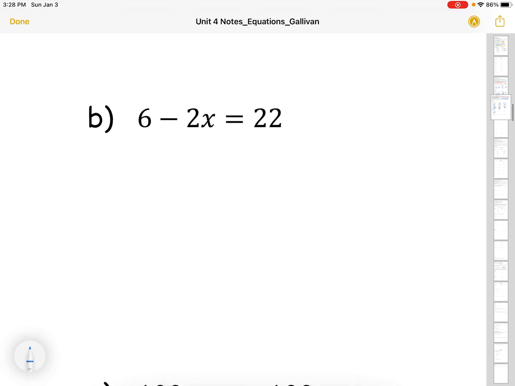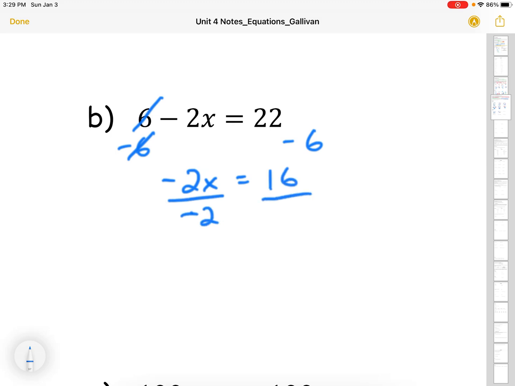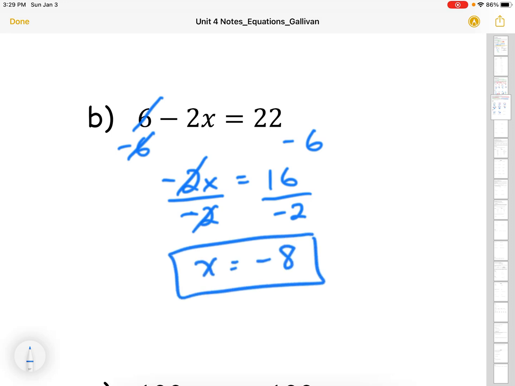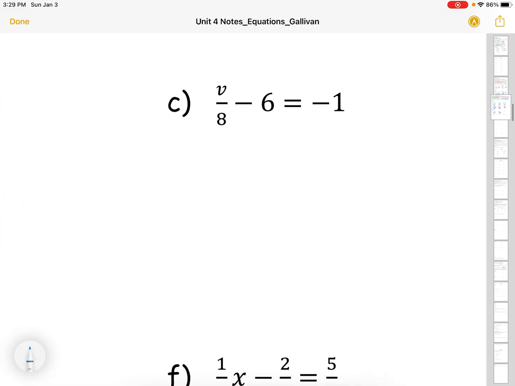Okay, next one. Here I'm going to subtract 6 from both sides. So those will cancel out. So I'll have negative 2x is equal to 22 minus 6, which is 16. Then I divide both sides by negative 2. Those cancel out. And I will get x is equal to negative 8. Okay, hopefully we're getting them right.